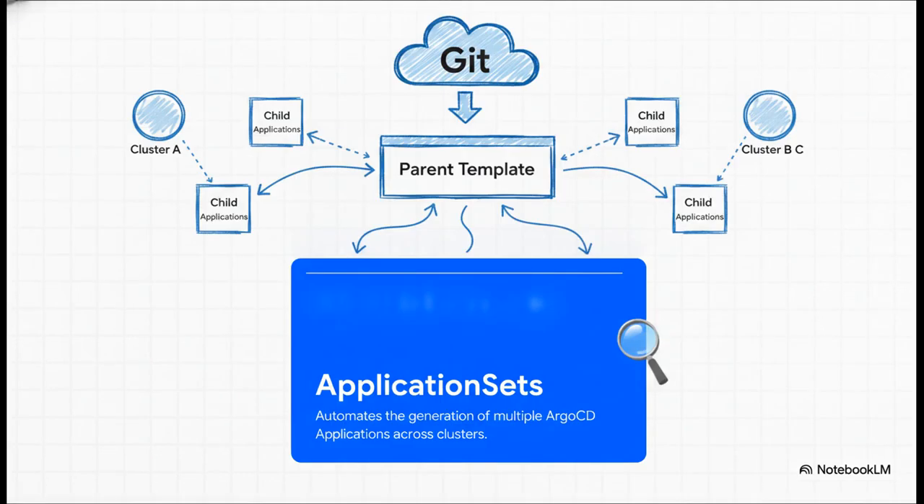To do this efficiently, we use a totally brilliant feature called application sets. You can think of this as an app of apps pattern. Instead of sitting there configuring 100 separate applications by hand, you just define a single parent template. By using a Git or cluster generator, this one template dynamically spins up hundreds of child applications across all your various cluster environments automatically. It's a real game changer.